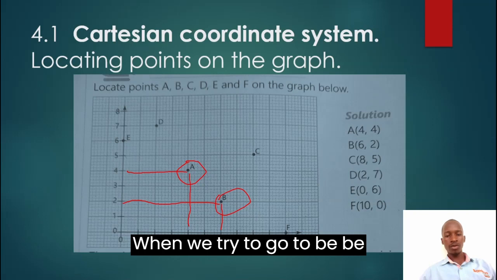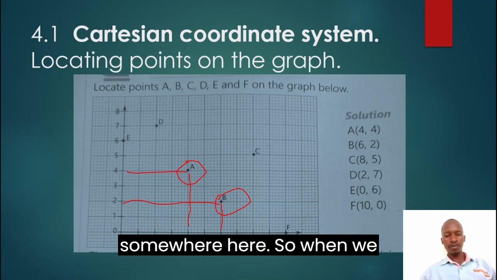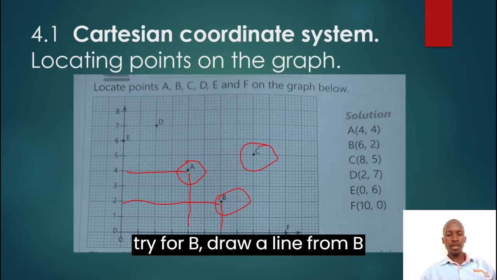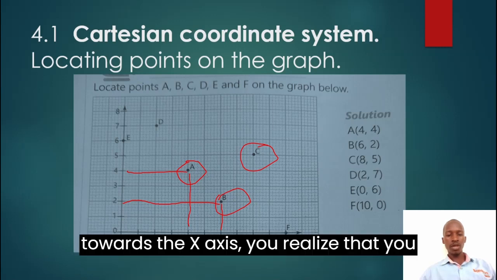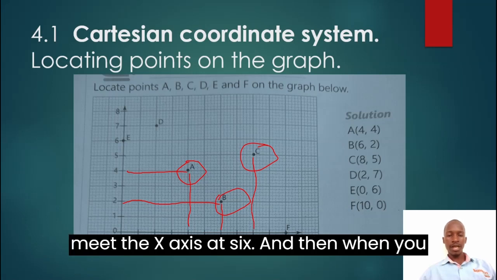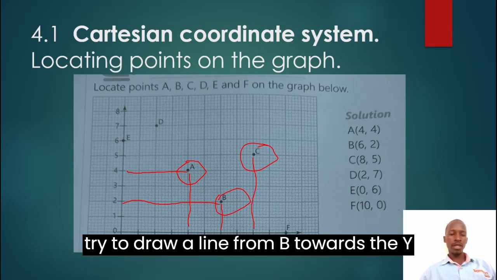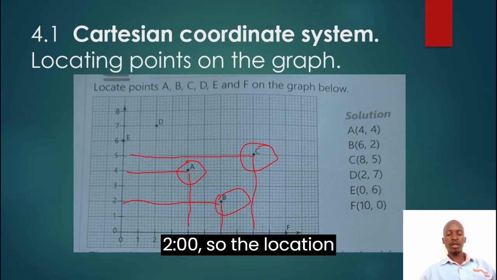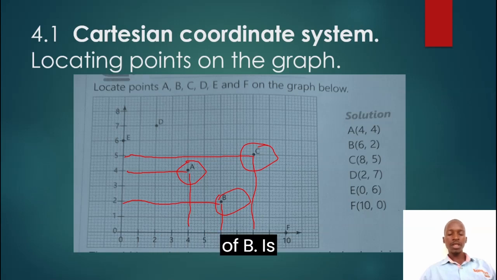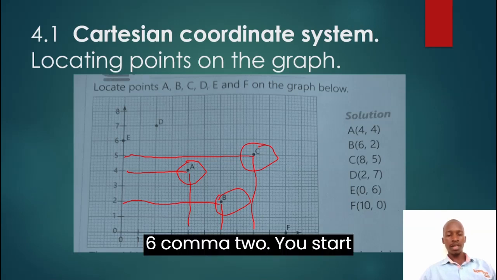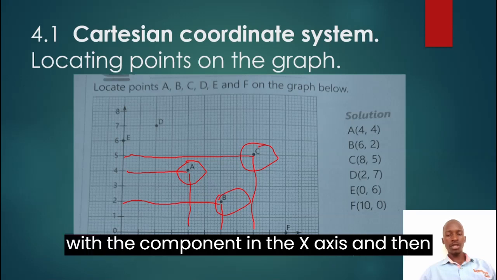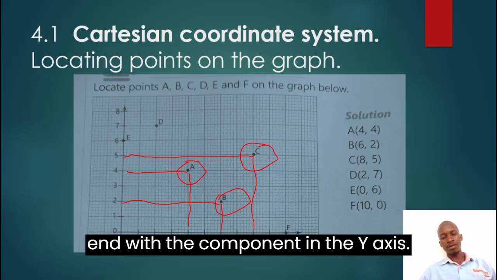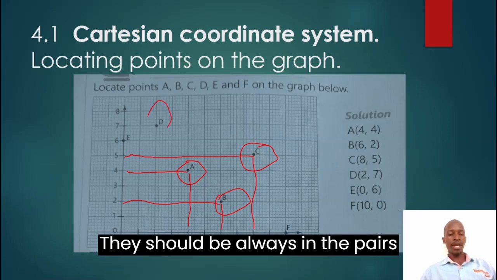And when we try to go to B, B is somewhere here. So when we try for B, draw a line from B towards the x-axis, you realize that you meet the x-axis at 6. And then when you try to draw a line from B towards the y-axis, you meet the y-axis at 2. So the location of B is 6, 2. You start with the component in the x-axis and then end with the component in the y-axis. They should be always in pairs.